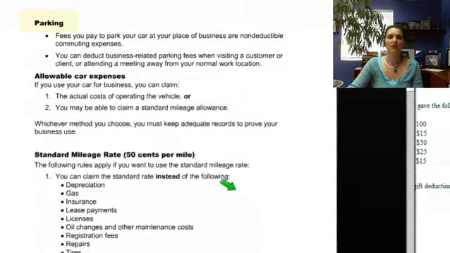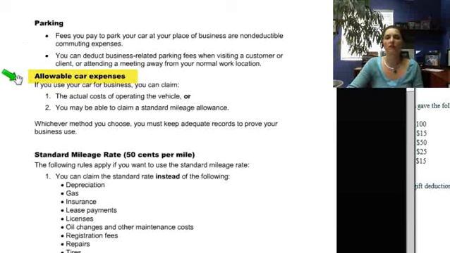So let's take a closer look at parking. The fees you pay to park your car at your place of business are non-deductible commute expenses. You can, however, deduct business-related parking fees when you visit a customer or client or attend a meeting away from your normal work location.